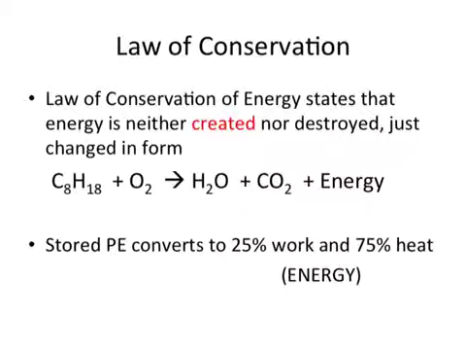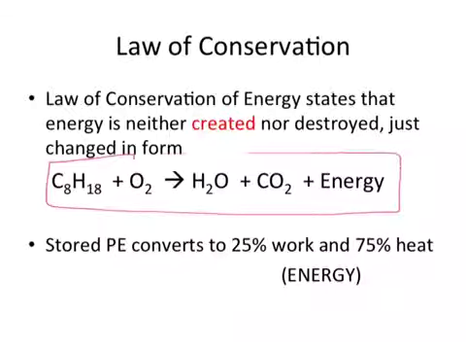Take a look at the example in the middle of the page. This is a combustion reaction. Octane gas is burning in the presence of oxygen to produce water and carbon dioxide. When the bonds break in the octane and the oxygen to reform into water and carbon dioxide, the stored potential energy of the bonds converts to work and heat energy. This is an example of an exothermic reaction. Both work and heat are part of your definition of energy.